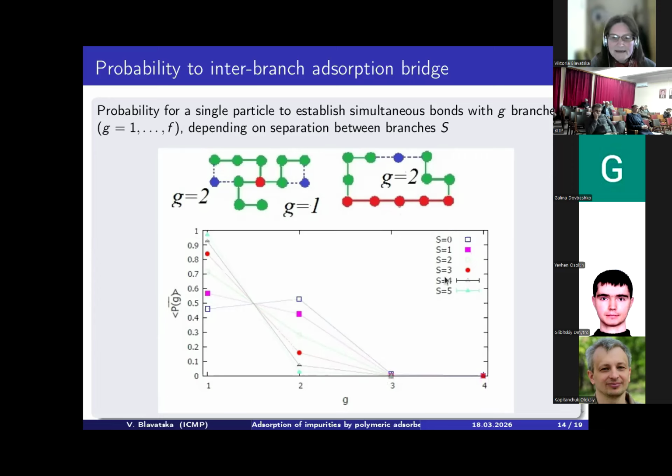On the other hand, when we consider complex structure, it means when S starts to increase, this situation drastically changes. And in this case, the probability for a pollutant particle to connect 2 or more different branches actually decreases very quickly. And in this case, mostly probably the pollutant particle will establish bonds only with monomers of the same branch.